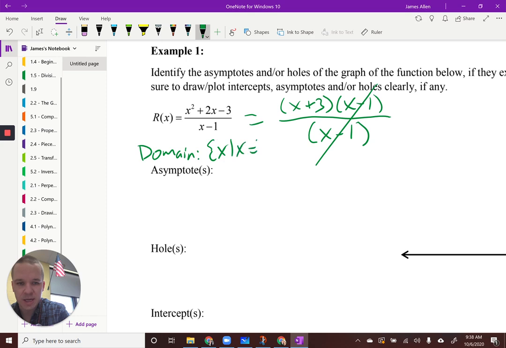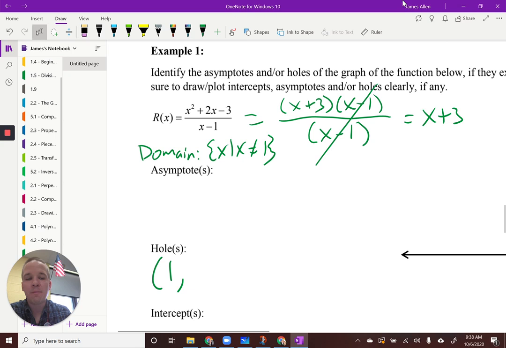X such that x cannot equal 1. I don't want to forget to mention that. Well, that all cancels and I'm left with just this. That's my simplified function. So I have a hole at 1 comma something. How do I find that something? I can plug back into my simplified function here. So if I plug in 1, I get 4.